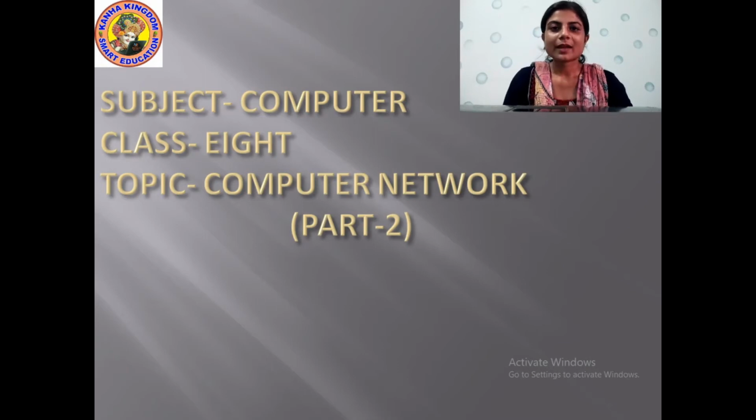Students, so class 8, we will continue with the second part of the first chapter of computer, that is computer network. Okay, let us begin with the second part of the chapter. In the first part, we studied about the computer network, type of network and network architecture. And in this part we will study some more content that is related with this chapter. So now let us see the content of the chapter.